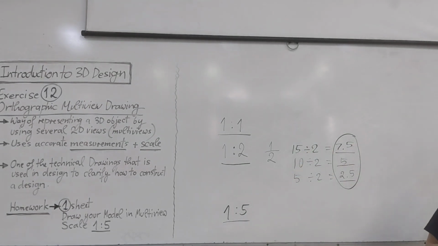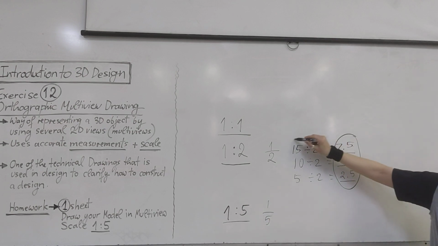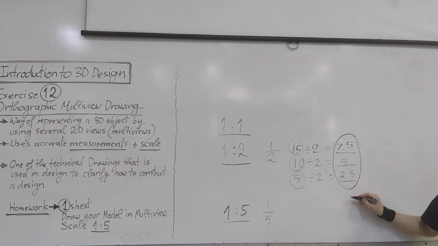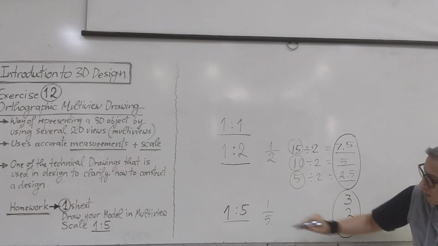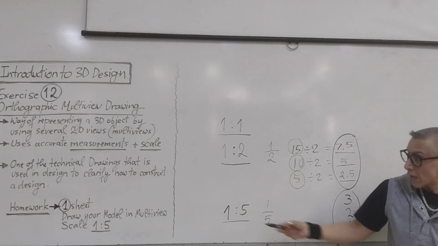Let's say we have a 1 to 5 scale, which means 1 over 5, which means each of these measurements will be divided by 5. So 15 divided by 5, what will it become? 3. 3 on the paper. 10 divided by 5 is 2. 5 divided by 5 is 1. So if we have a scale of 1 to 5, these are the measurements of the cubes that should be on the paper.